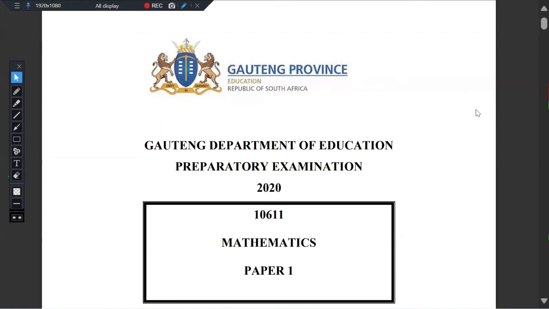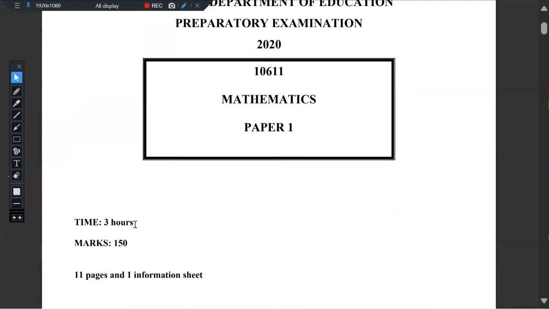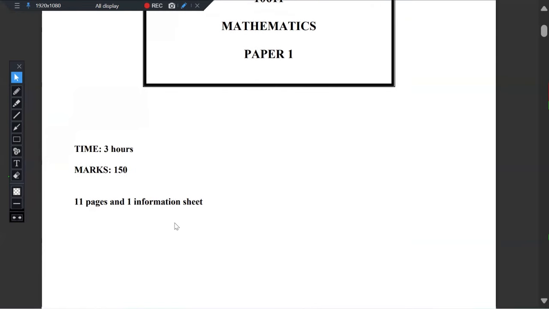Okay, so in today's lesson, we're going to be looking at the Gauteng Preparatory Examination paper for 2020. So that's your Maths paper 1. We'll be going through all of this question paper in preparation for your Maths exam that you are writing on Friday, right? We have our time, it's 3 hours, and the marks are 150. This is 11 pages and one information sheet.